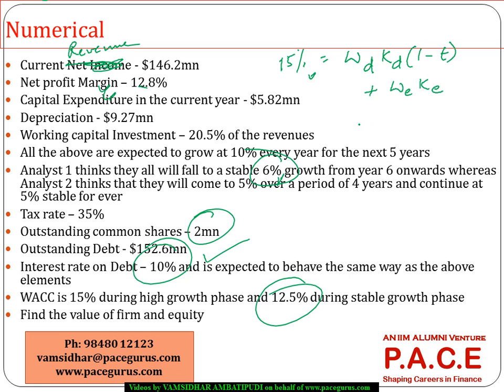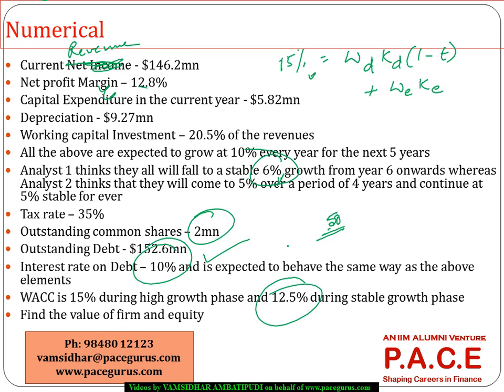Now for that I actually require the current stock price, right? Because the current debt is 152, but I don't know the current equity part. So I need to know the current equity part to find the cost of equity. Otherwise I need to know the cost of equity separately.